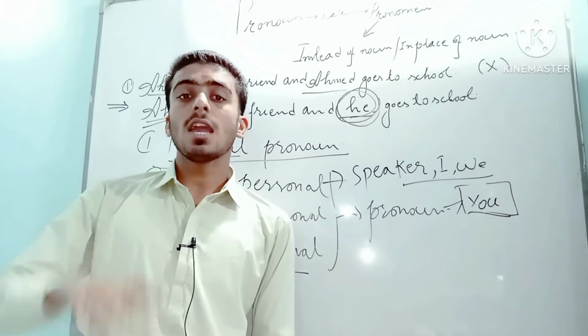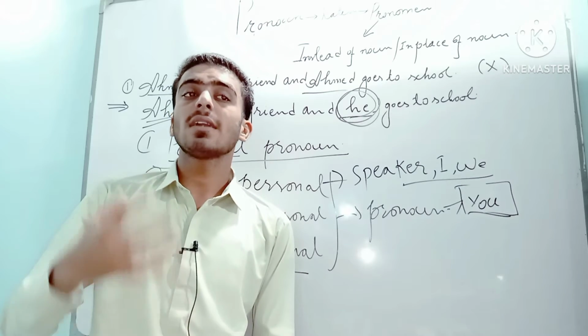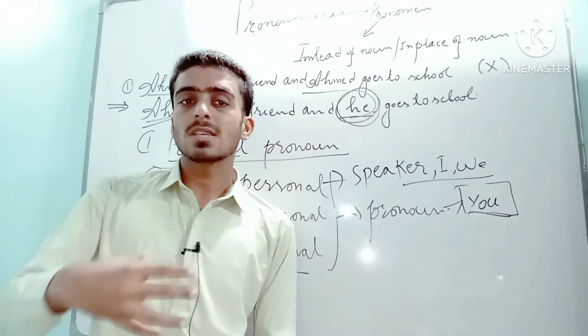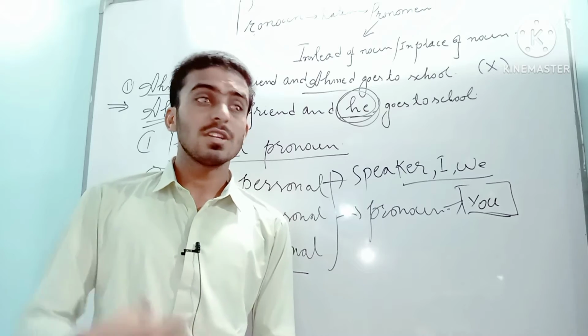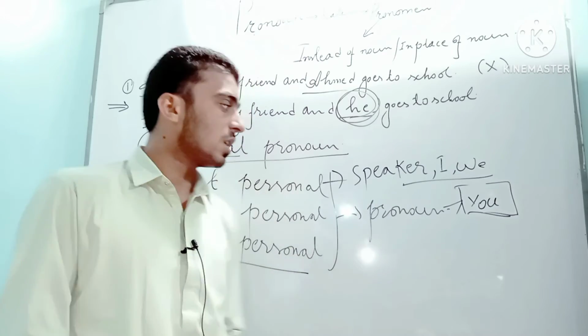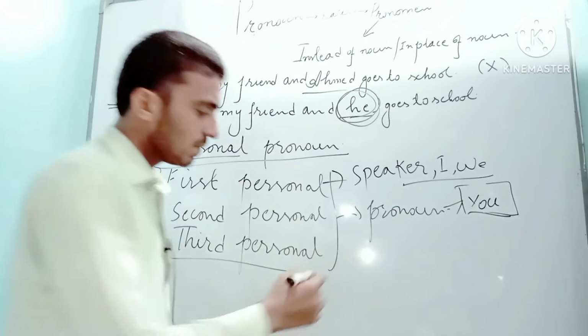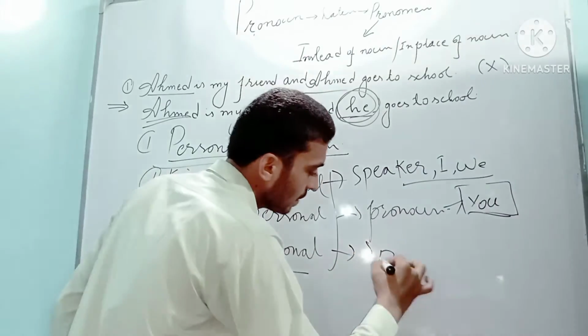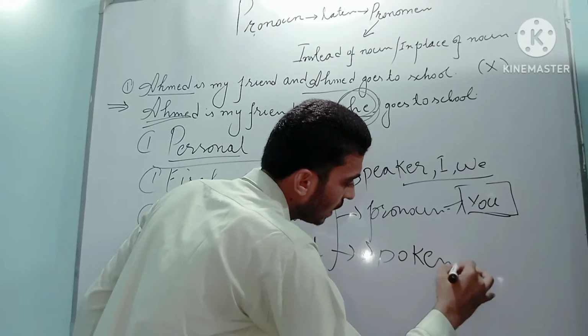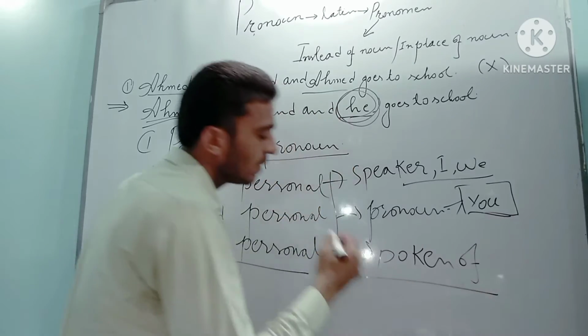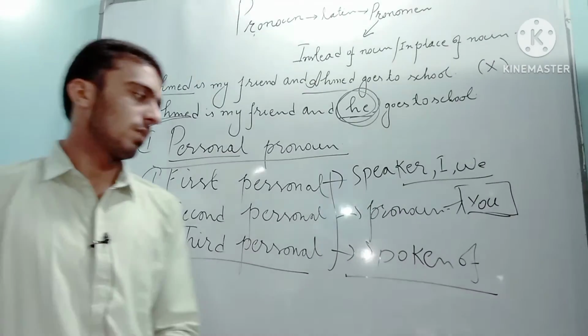Suppose I am indicating to him, but he is not in our conversation. He is disappearing from our conversation, and we are not talking to him. It means third person pronouns are those pronouns which are spoken of, the ones we speak about. Those are the third person pronouns.